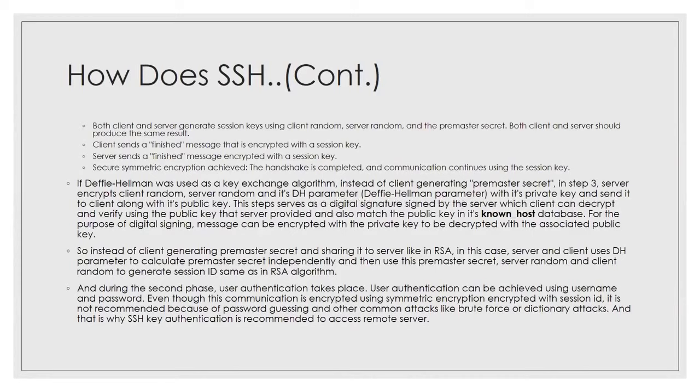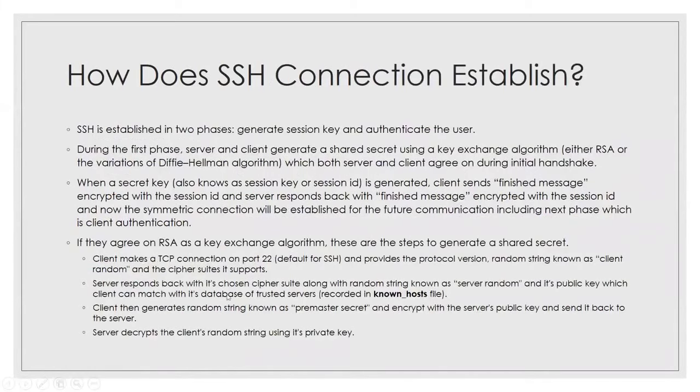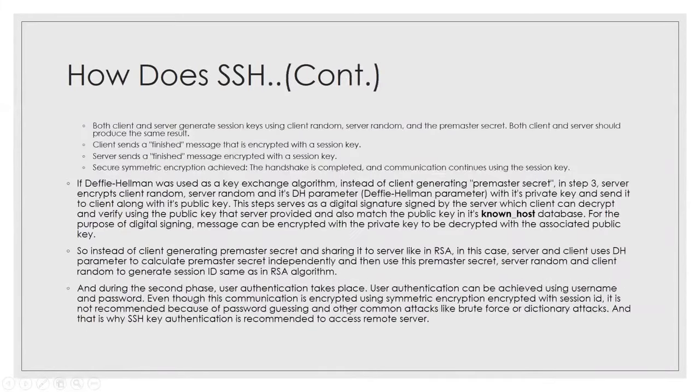If Diffie-Hellman was used as the key exchange algorithm, instead of the client generating a pre-master secret in step 3, here we saw this step: the server encrypts the client random, server random, and its DH parameter with its own private key and sends it to the client along with its public key. So this step serves as a digital signature signed by the server, which the client can decrypt and verify using the public key that the server provided, and can also match the public key in its known hosts database. For the purpose of digital signing, a message can be encrypted with the private key to be decrypted with the associated public key.